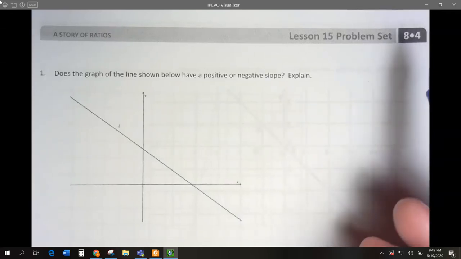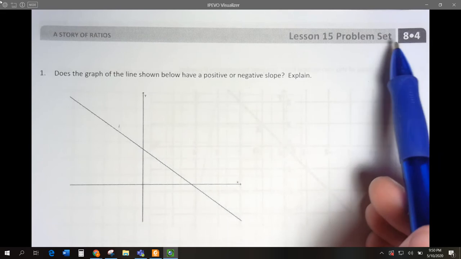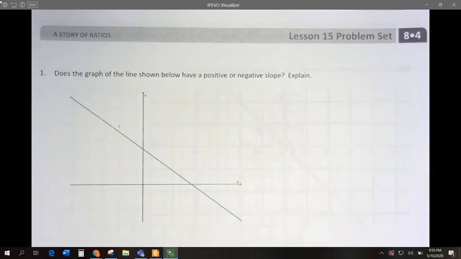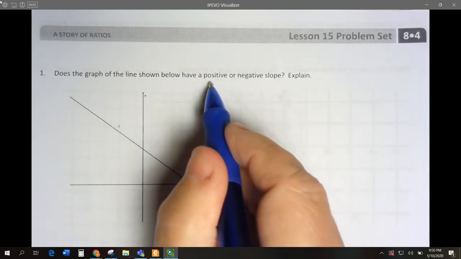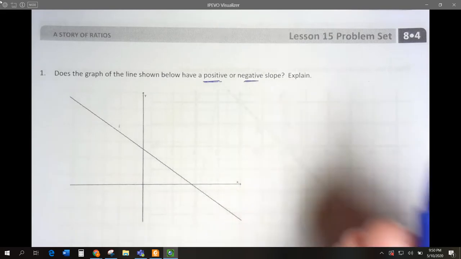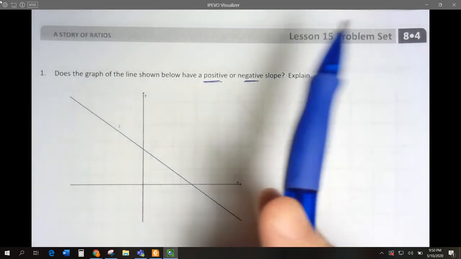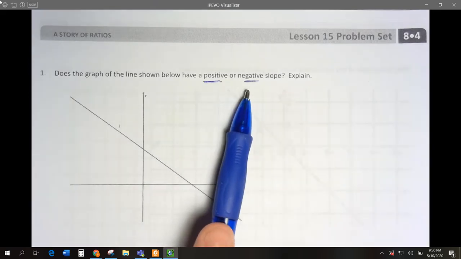Today we are doing Module 4, problem set for Lesson 15. This is about slope. We're going to be determining slope and determining if it is positive or negative. So they want us to look at this graph here and decide, does this have a positive or negative slope?